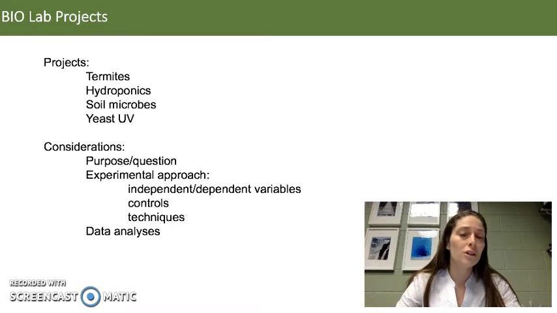So for the termites, your overall purpose might have been, why do termites follow this blue line? And you might have had a specific hypothesis of it's the color blue that they're attracted to, right? Your experimental approach might have been something where your independent variable was the color ink that you used to draw a line, and your dependent variable may have been measuring how long a termite placed on a line would remain within, say, 1 centimeter of that line.